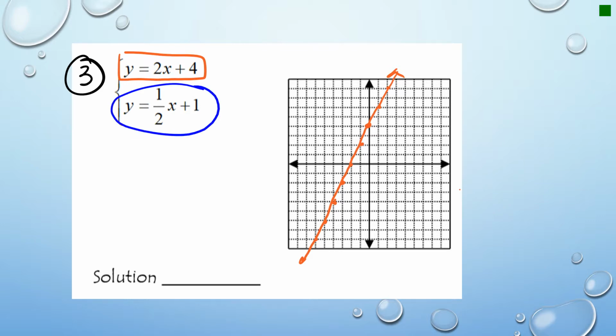1/2 x plus 1, y-intercept of 1, slope of up 1, right 2. That's taking me away from the line, so instead of up and right, I'm going to go down and left. Whoop, bingo zingo, there it is. Now, because I'm a lousy artist, I'm going to graph all the way through so I can get that line. My solution is the point where they cross, and that is the point -2, 0.